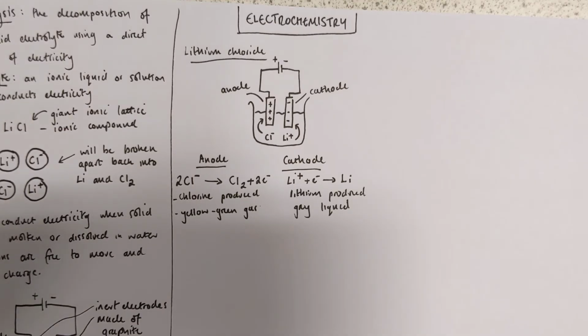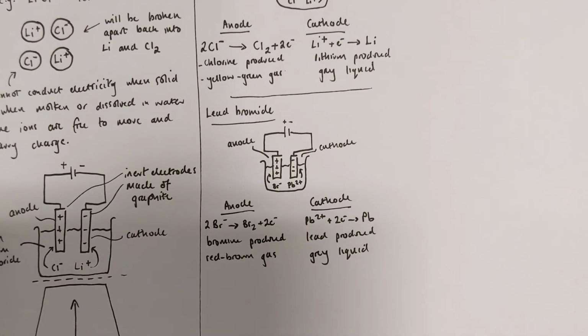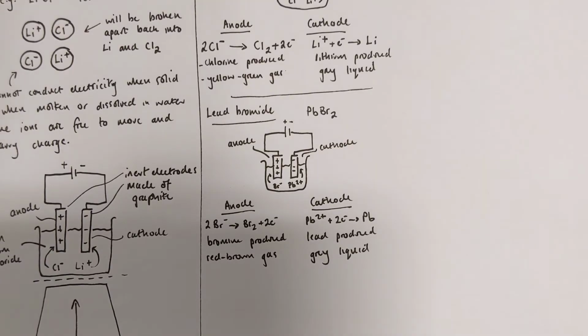It's not for lithium chloride, it's another ionic compound called lead bromide. So hopefully you'll see the similarities between lead bromide and lithium chloride. One little difference is the formula. Whilst lithium chloride was LiCl, just one of each, lead bromide has a formula PbBr2. And it's made up of a Pb2+ ion, that's the lead ion, and a Br- ion, that's the bromide ion.